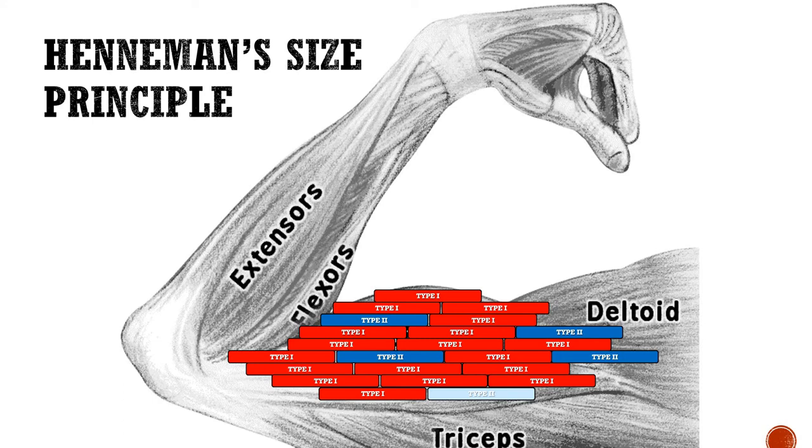But Henneman's size principle is a robust principle, and it really does help us understand a lot about human movement. There is a lot of non-academic literature out there that suggests that you can skip type 1 muscle fibers and recruit type 2 straight away by doing this exercise or doing this combination of movements, whatever. That's not possible. It really isn't.